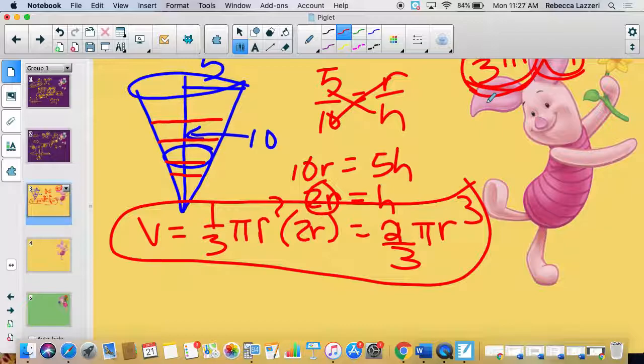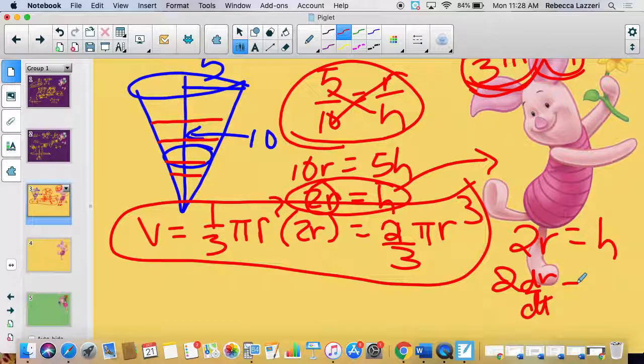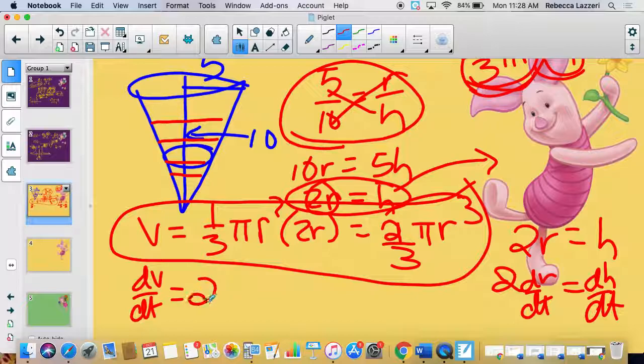This ratio holds true no matter what. Right here, if I have 2r equal to h, then I have 2 dr/dt equal to dh/dt. So I don't have to redo this problem. Let me just work it this way. So now I'm going to have dV/dt, the change in volume. I'm going to bring my 3 down, and I get 2 pi r squared dr/dt.